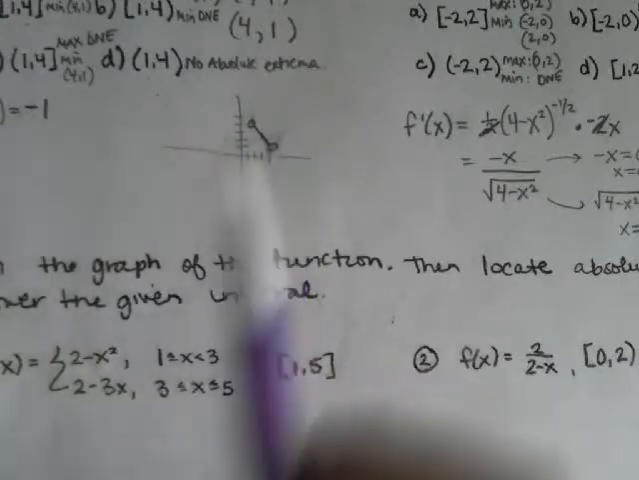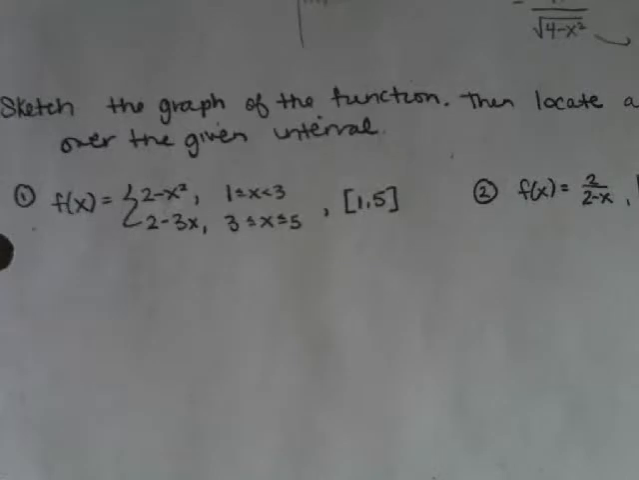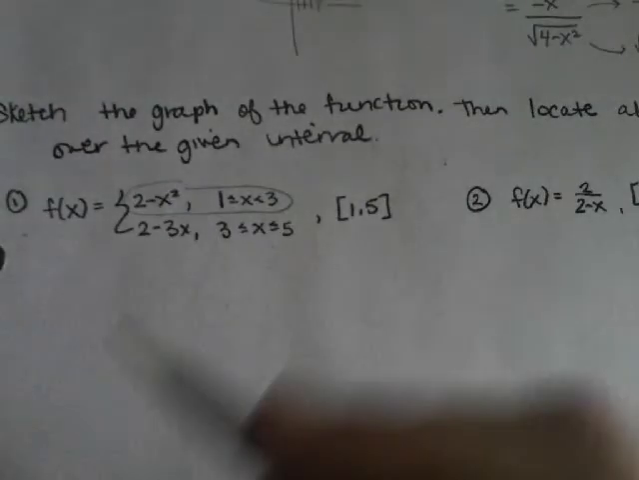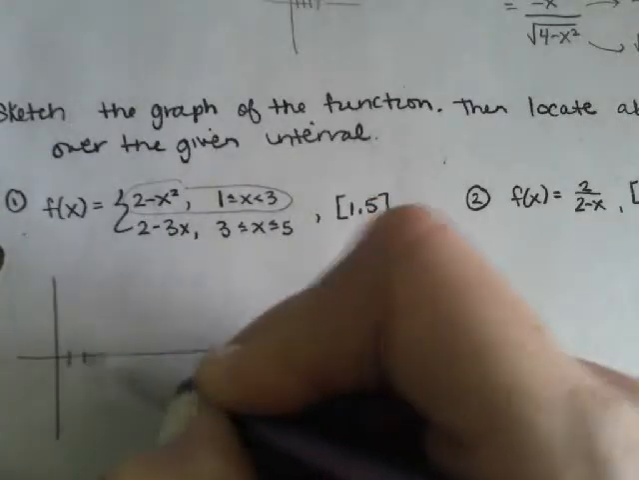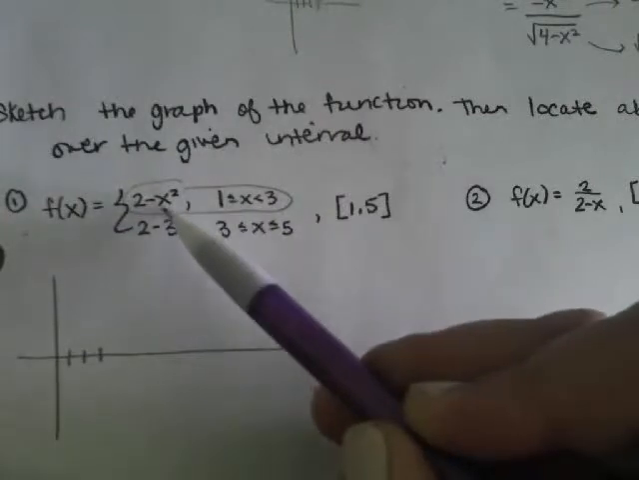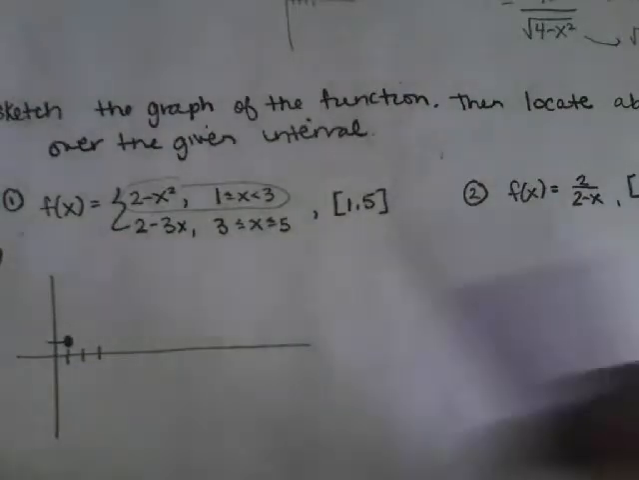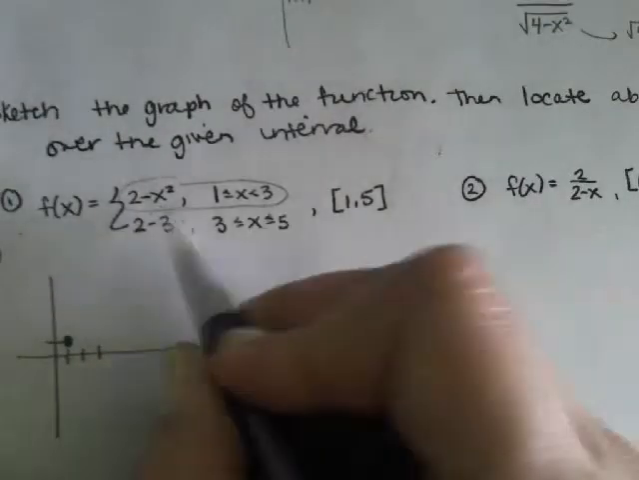And we move down to the second type of problem that you'll run into on your homework. Sketch the graph of the function, then locate the absolute extrema over the given interval. So, piecewise function here. If we sketch this first piece from 1 to 3, it's worth finding your endpoints. If it starts at 1 and you plug in 1 here, where's that point? (1, 1), solid. And if you plug in 3, what are you going to get? 2 minus 3 squared. And that one's an open circle, yes?